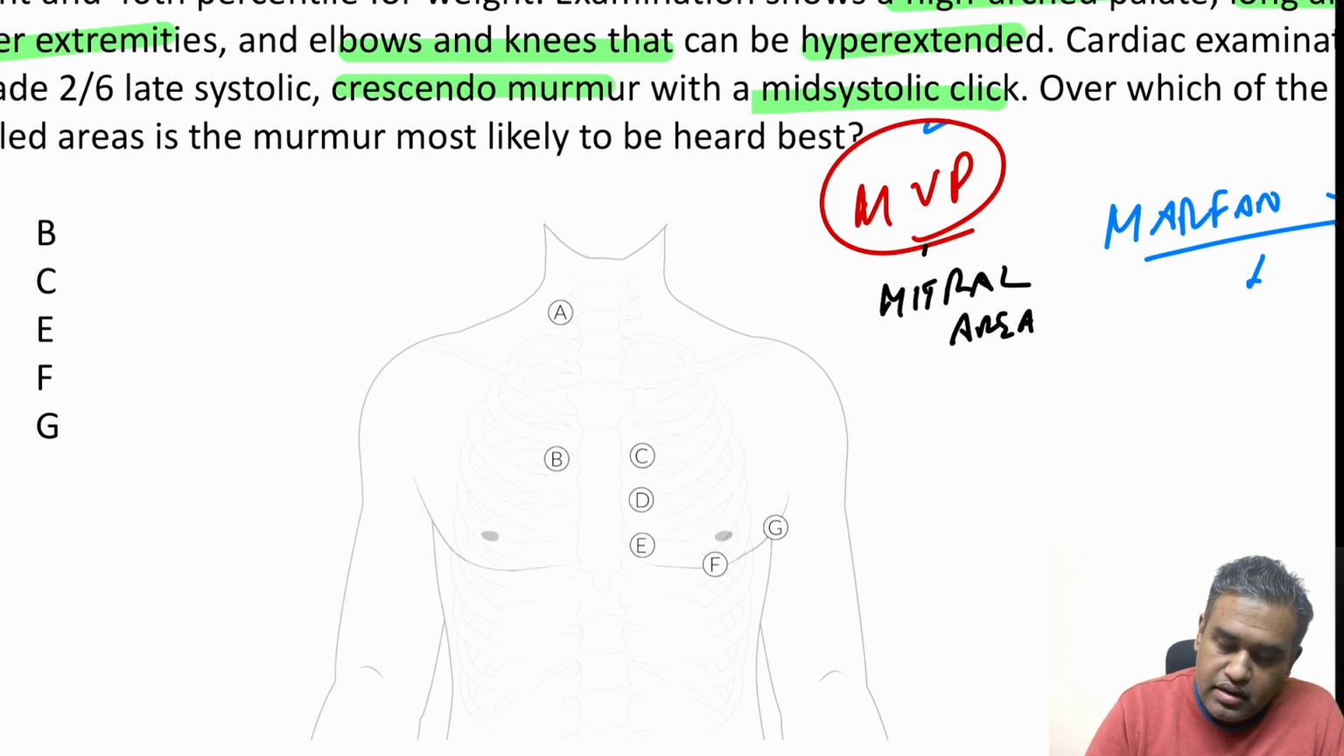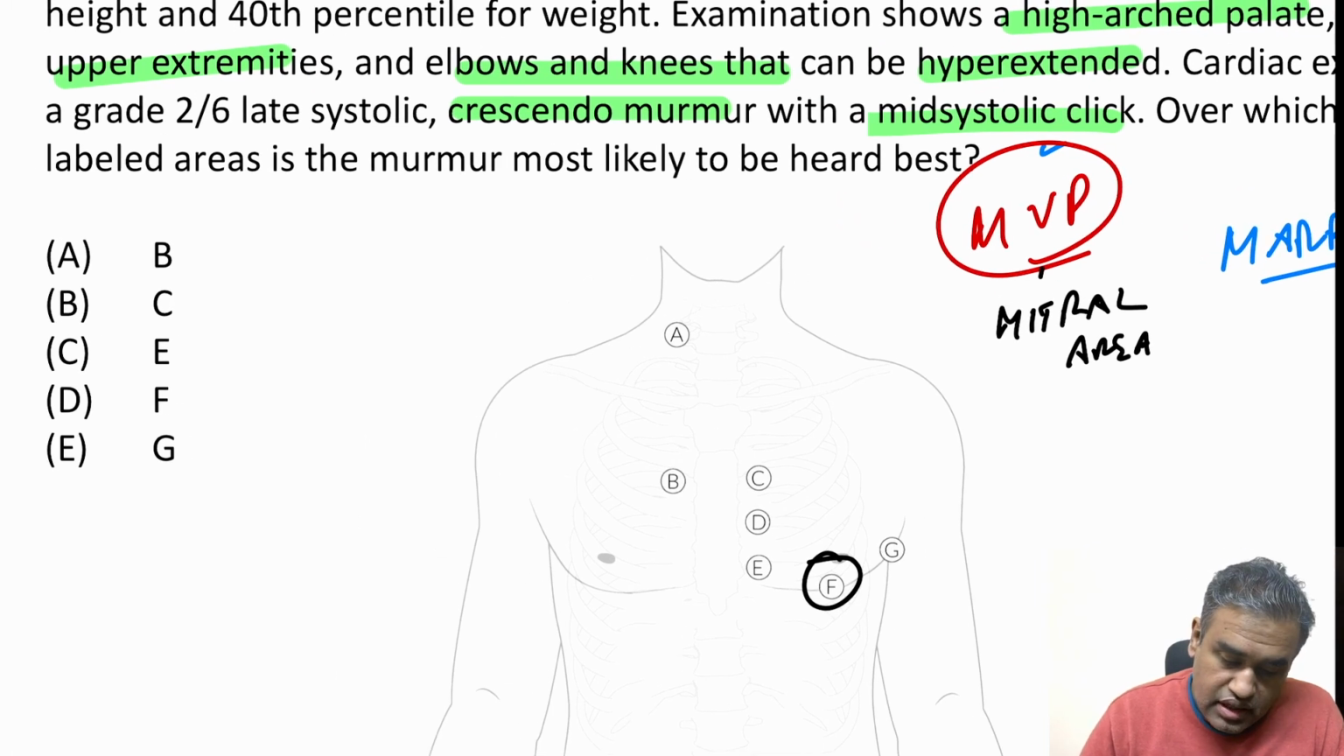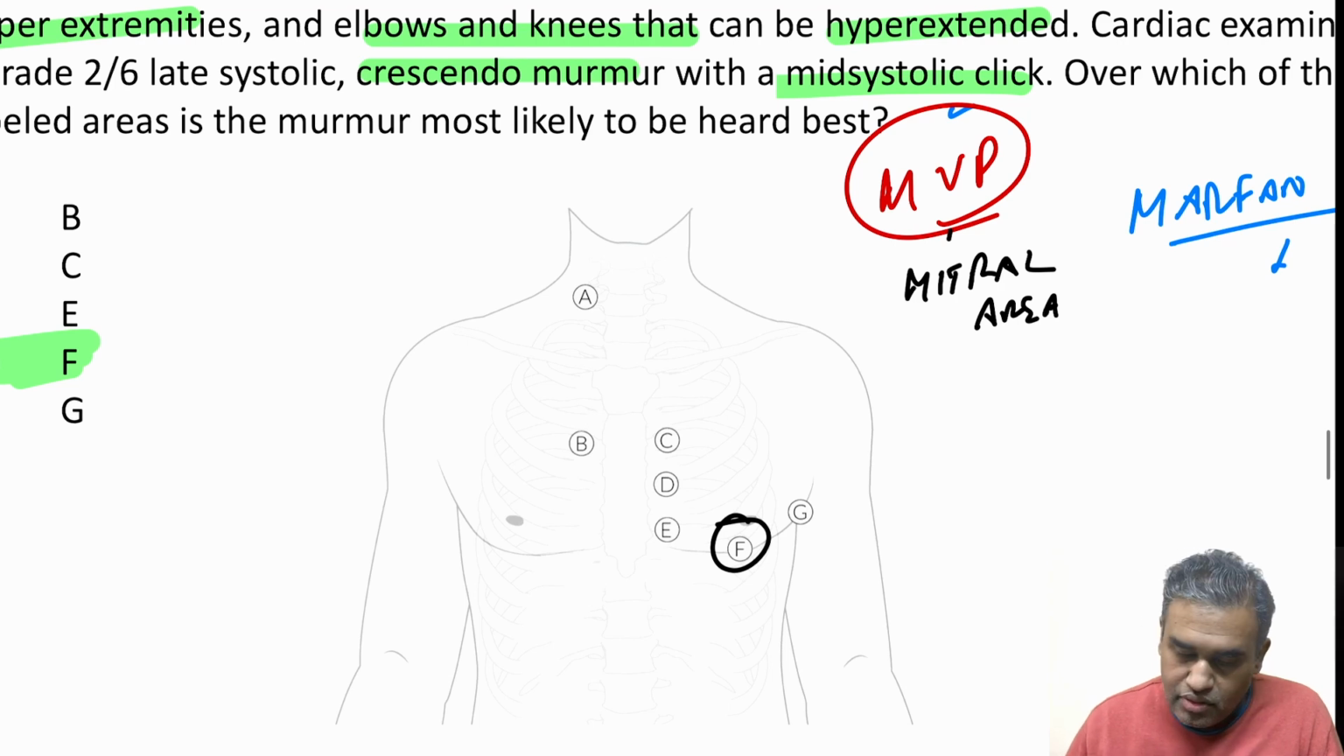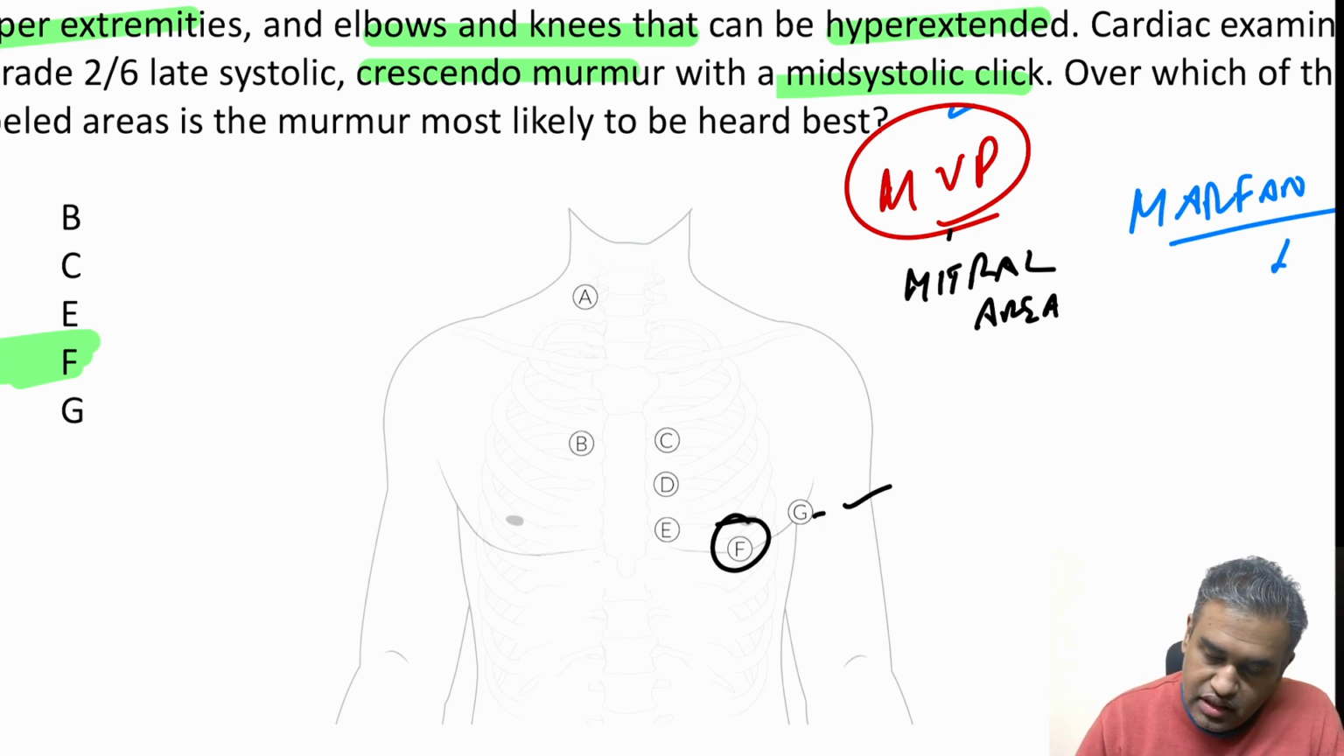Where is the mitral area? It is at the area of apex. Where is the apex area? Option number F over here. Option number F is this one over here. What are the different areas? Let us see the different areas as well.